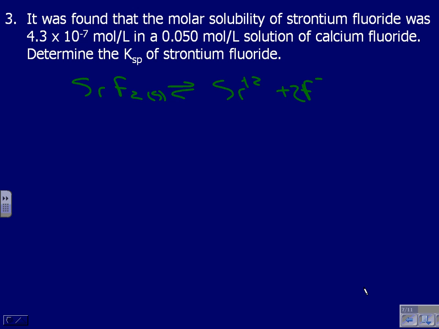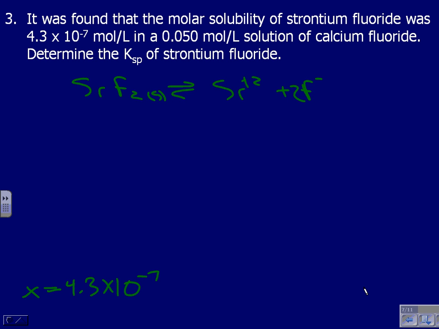It was found that the molar solubility of strontium fluoride was 4.3 times 10 to the minus 7. What variable has molar solubility always been, right from the beginning of our discussion of solubility? Yep, x. Down here, I'm going to put x is equal to 4.3 times 10 to the minus 7. Molar solubility is x. In this case, they've given us the x. It's kind of neat.